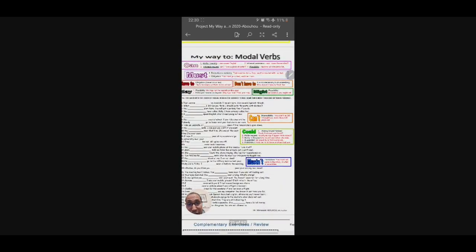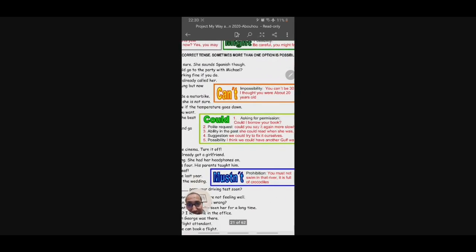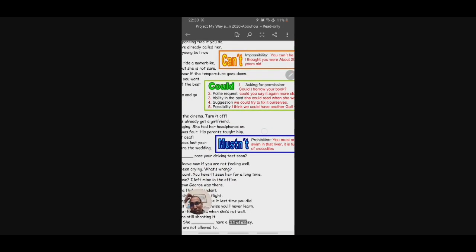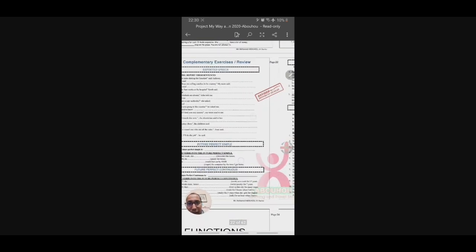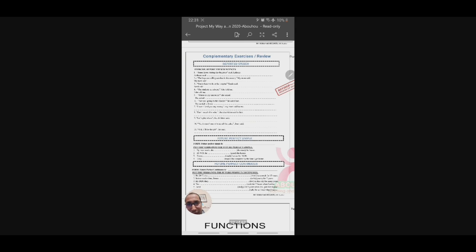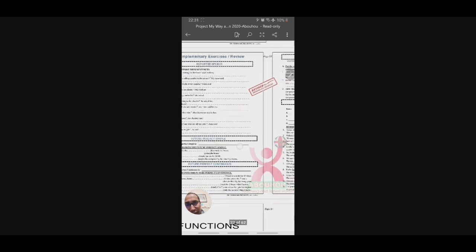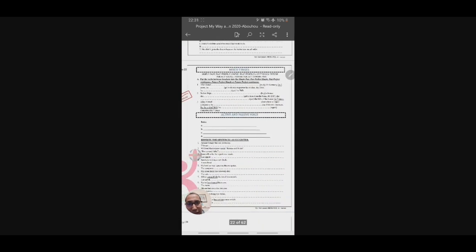And then we have my way to modal verbs, each with its rules, examples, and then practice. And then we have complementary exercises for reported speech, for future perfect, etc. Mixed tenses, this is very important because sometimes you have in national exams questions on mixed tenses. For example, all of the past perfect, present perfect, simple past, past perfect continuous, etc.